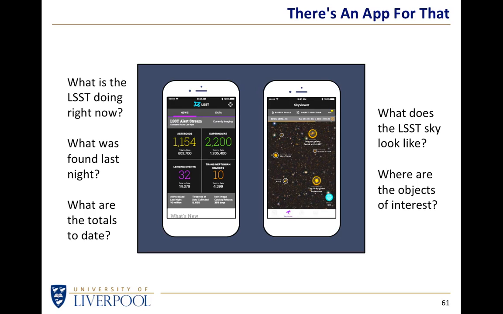If you wish, there will be an app. So you don't have to get all of the text. You can simply have an app that says, for instance, what's the LSST doing right now? What's it imaging? What did it find last night? How many supernova did it find? What is interesting? Show me an image of what it's doing at the moment and what's going on.